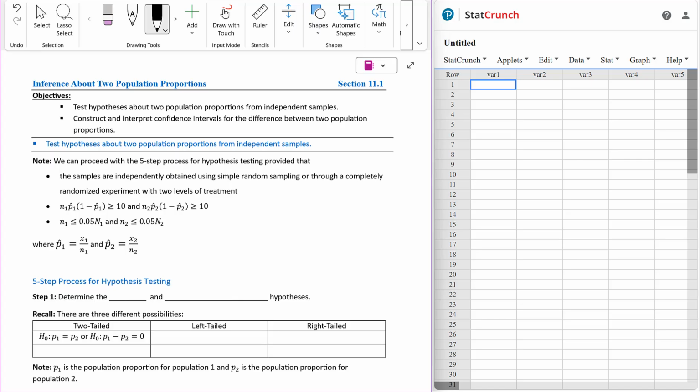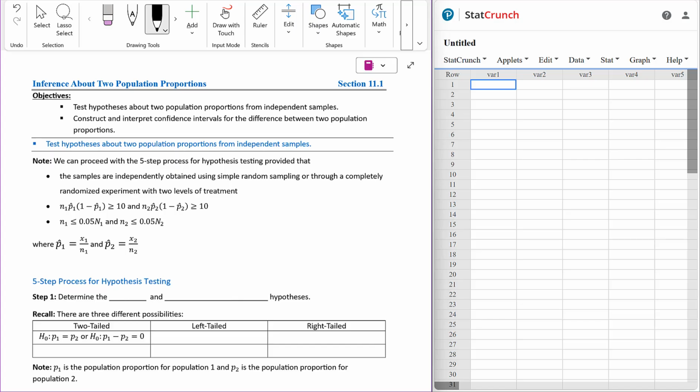You're welcome to read the book now, but we only do independent samples for proportions. We'll do dependent and independent for means, so we'll touch on that in the next section. So we start with testing hypotheses about two population proportions from independent samples. And a note, we can proceed with our 5-step process for hypothesis testing, provided that the samples are independently obtained using simple random sampling or through a completely randomized experiment with 2 levels of treatment.